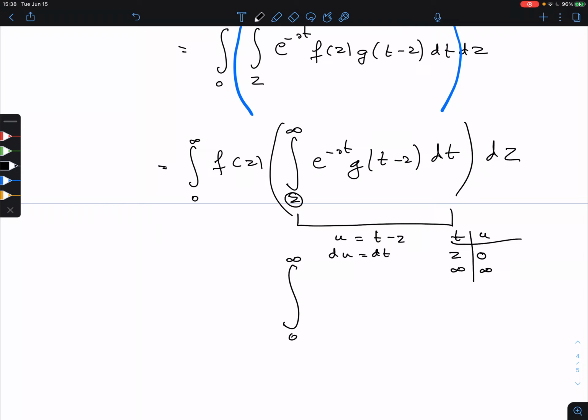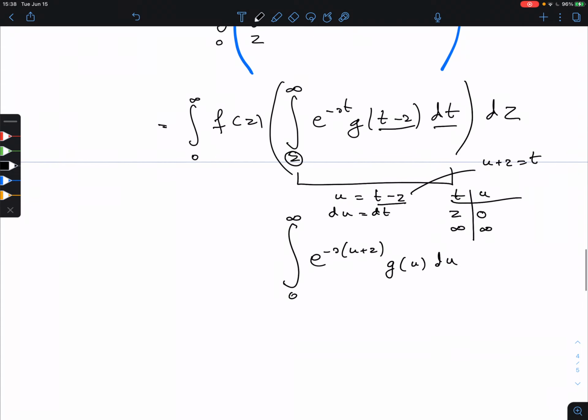Now, let's replace. u is t minus z. We can write this also as u plus z is t. So now replace everywhere that we have a t by this u plus z. Then t minus z is u, so this is just g of u. And then dt is du. Okay, so this is what I have.